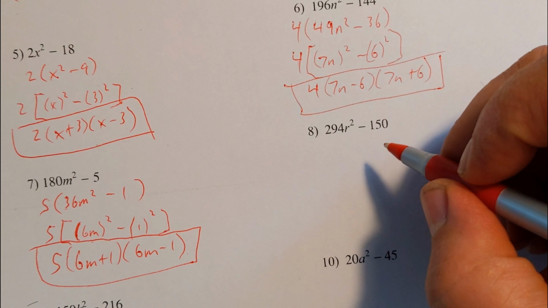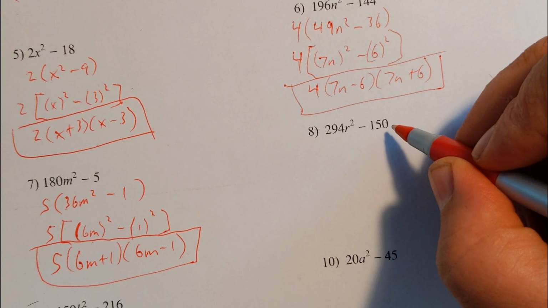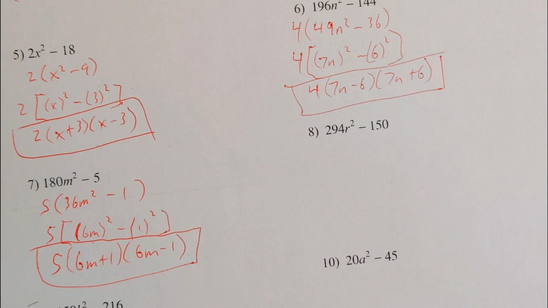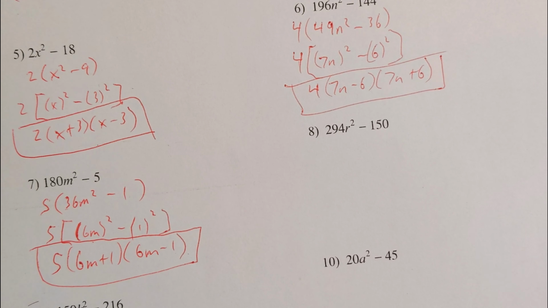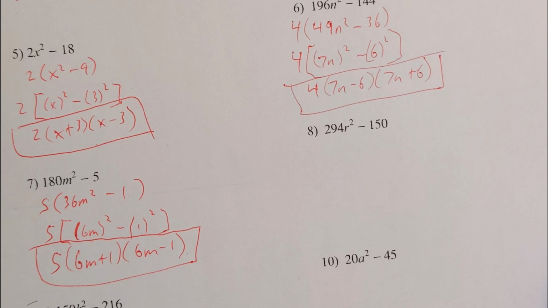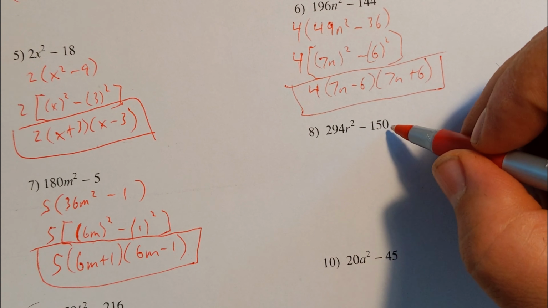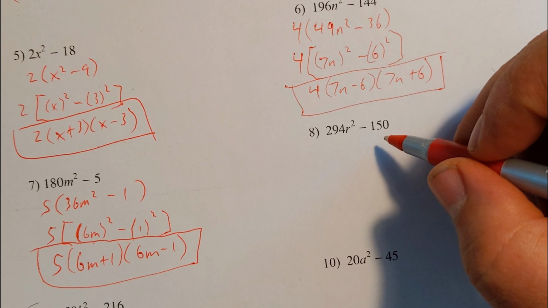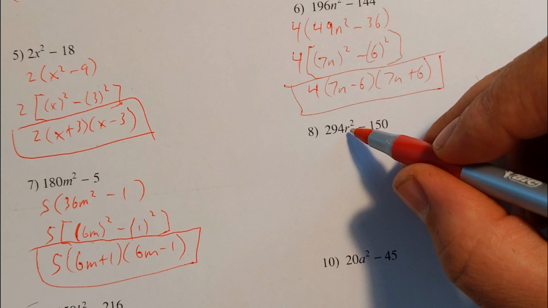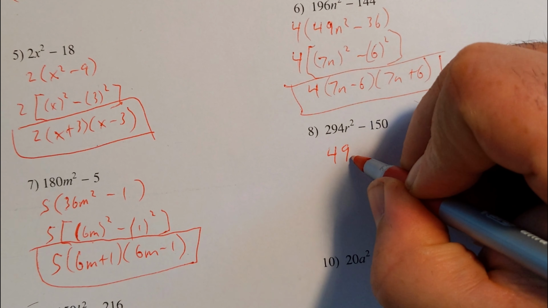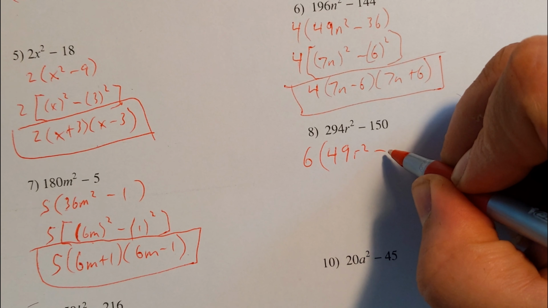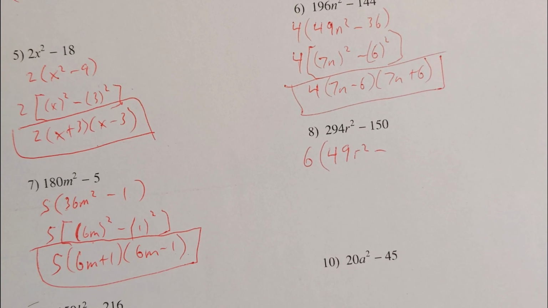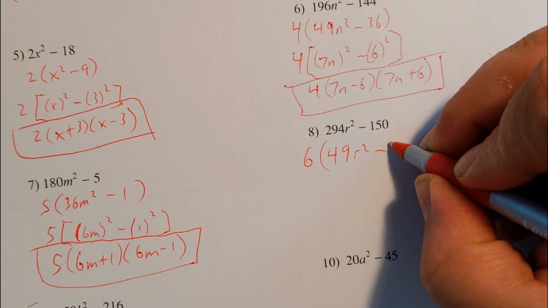Number 8, 294 and 150. So on this one, 294 and 150 can both be divided by 6. 294 divided by 6 is going to be 49, and 150 divided by 6 is going to be 25.